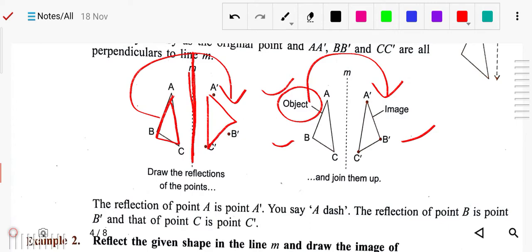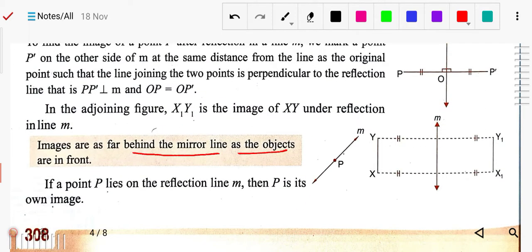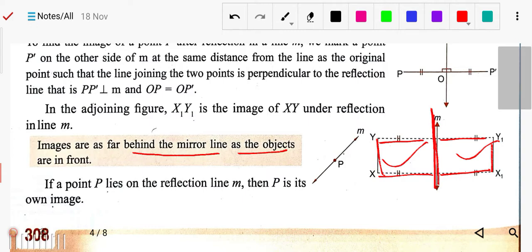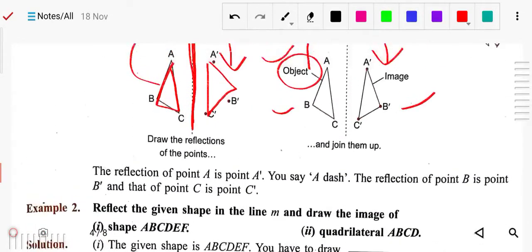For drawing the reflection of any image, first of all you have to draw the perpendicular line, exactly between the two images. Whatever the length is here, the same will be formed there. Both sides will be the same, and whenever you flip this image, it will be completely covered by the other.